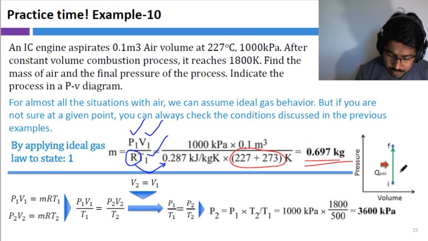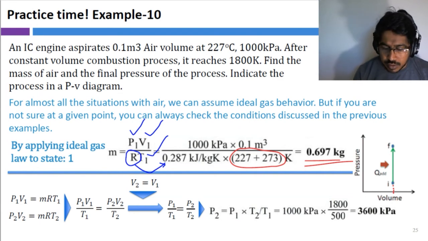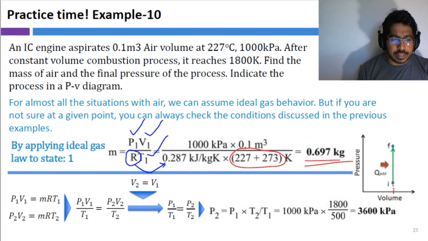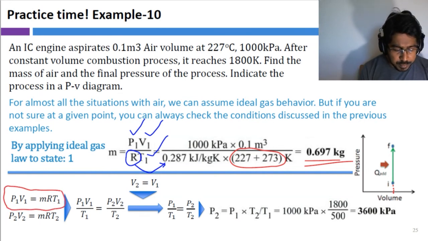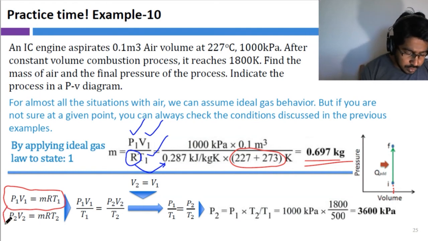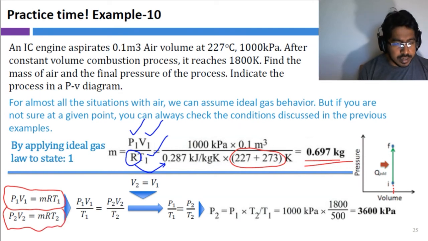So constant volume. Again, the volume does not change in this question as well. So you have to look for the clues. It says constant volume, so it is a vertical line going upwards, right? Now we are supposed to find the final pressure. When we apply the ideal gas equation to state 1, it's going to be P1V1 equals mRT1. And when we apply it to state 2, it's going to be P2V2 equals mRT2.